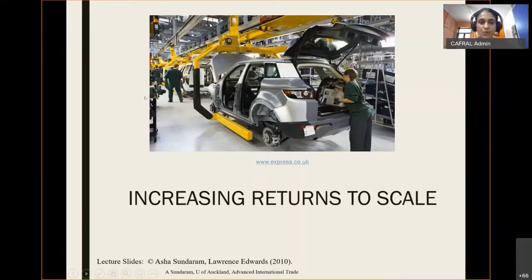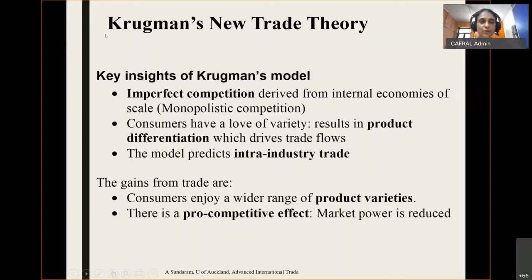So what we're going to do is relax a whole bunch of assumptions now. We're going to say, let's forget constant returns to scale and let's talk about increasing returns to scale. So here we have Krugman's new trade theory. We're leaving the new classical models behind. They're still very relevant, extremely relevant, but now a significant chunk of the trade literature is also devoted to new trade theory. What are the key insights of Krugman's model?